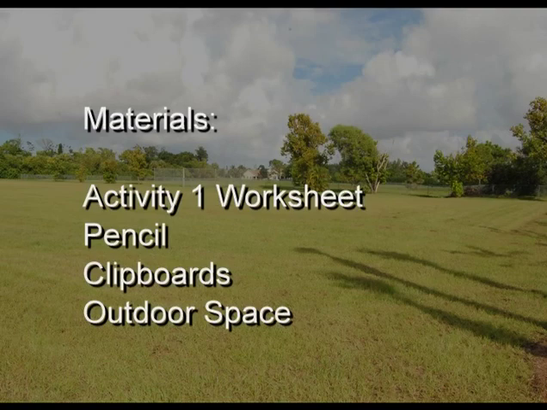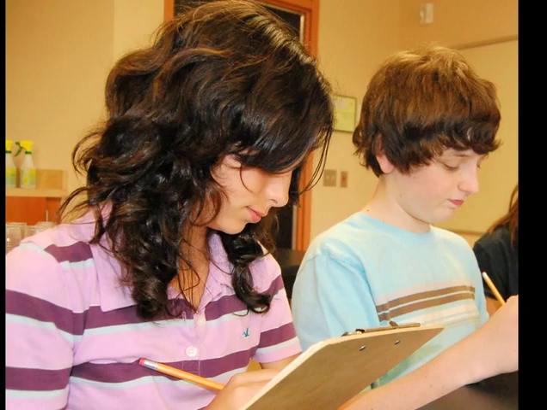Clipboards or hard surface to write on. Outdoor space. What to do? Step 1. Students will work in pairs. Give each pair an Activity 1 worksheet and pencil to record their observations.